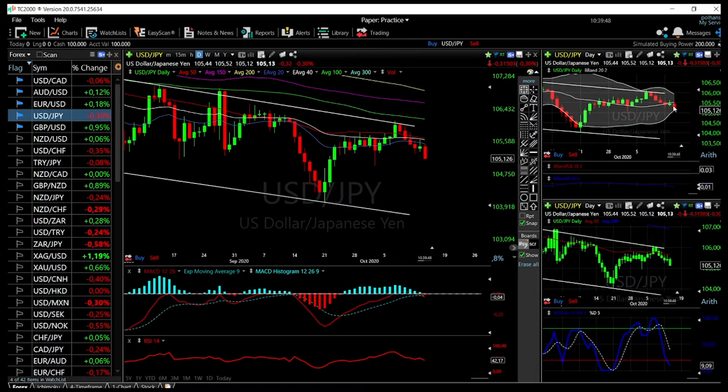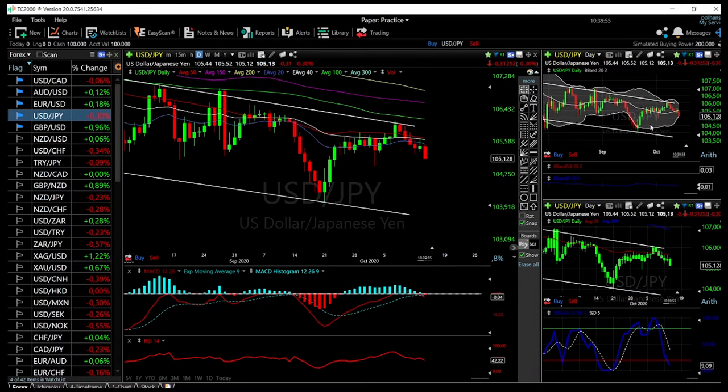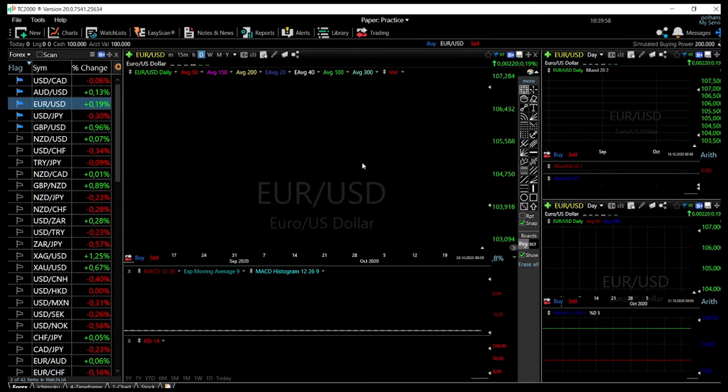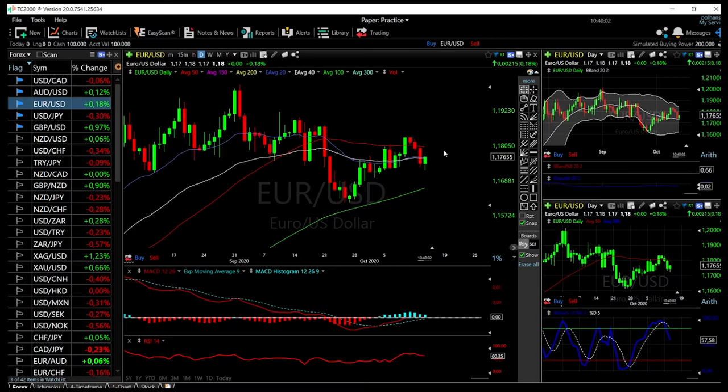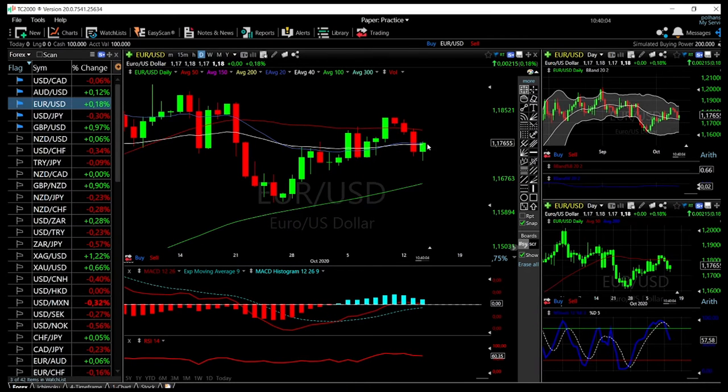The Bollinger Band shows not a lot of volatility, but we will most likely stay within this area, and it will continue within this trend line. So Euro US dollar, we have rallied up towards this exponential moving average, and we have found support here. This is not as bullish as the Great British Pound and the US dollar. It should be, but it isn't.